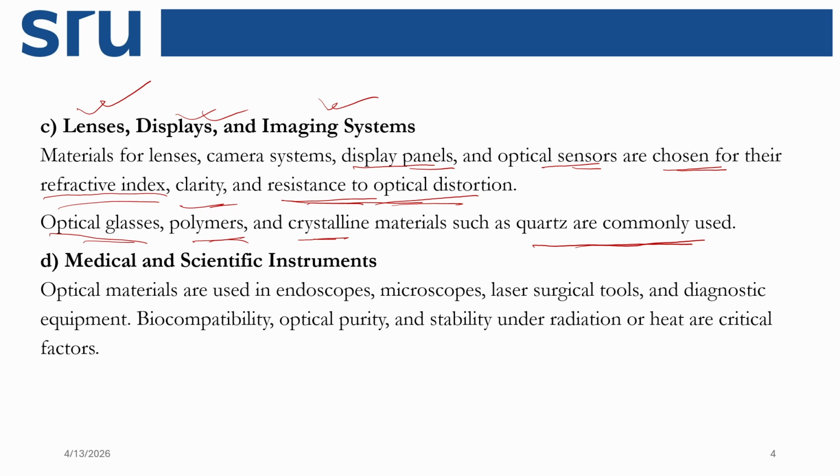Medical and scientific instruments. Optical materials are used for endoscopes, microscopes, laser surgical tools and diagnostic equipment. Biocompatibility, optical purity and stability under radiation or heat are crucial factors. Here it is much more important because we are using it for medical purposes and scientific instruments. These are very sophisticated instruments, so optical purity should be much higher and stability under radiation or heat should be critical.